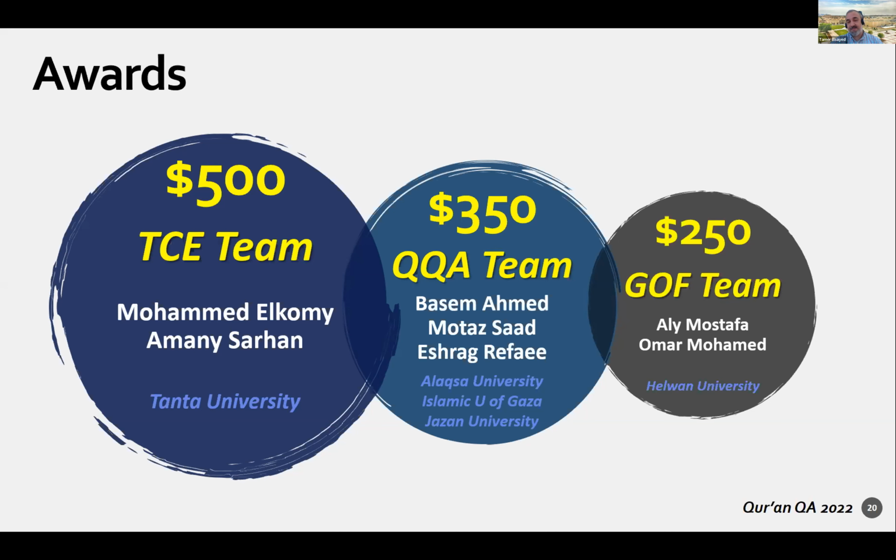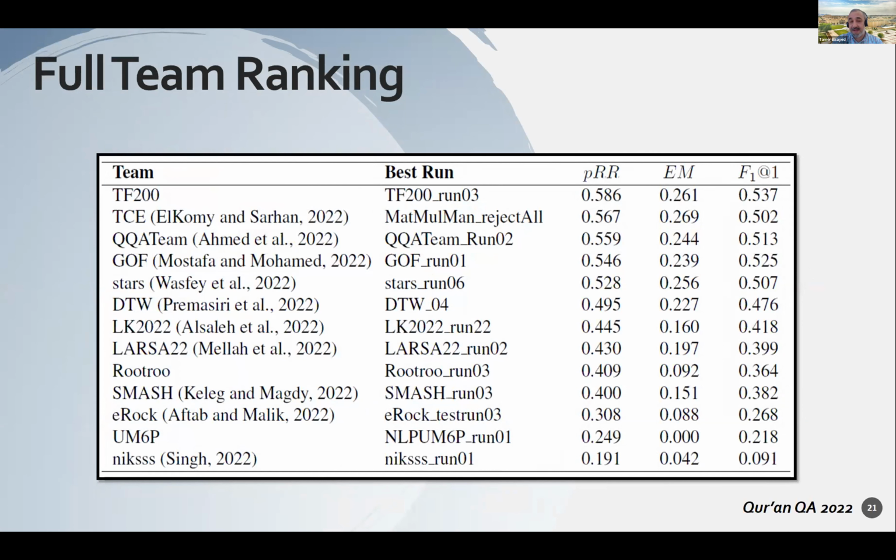This is the full team ranking, showing for each team the best performing run and the scores for all 3 evaluation measures. You can see that the first team, TF200, got the best performance, but it was not among the 3 winners because for some reason they withdrew their paper. So the paper eventually was not published or accepted. So the second, third, and fourth were the award winners.